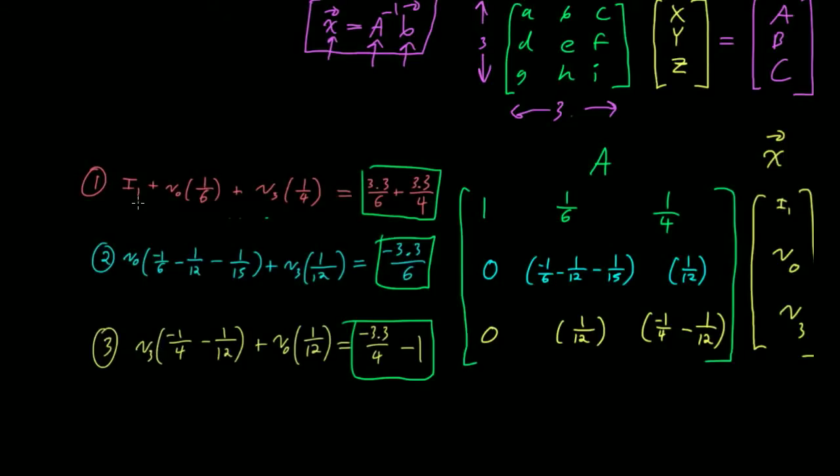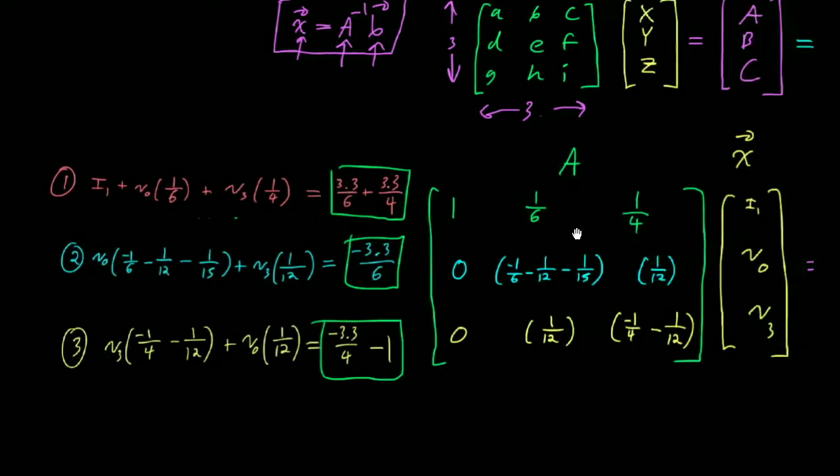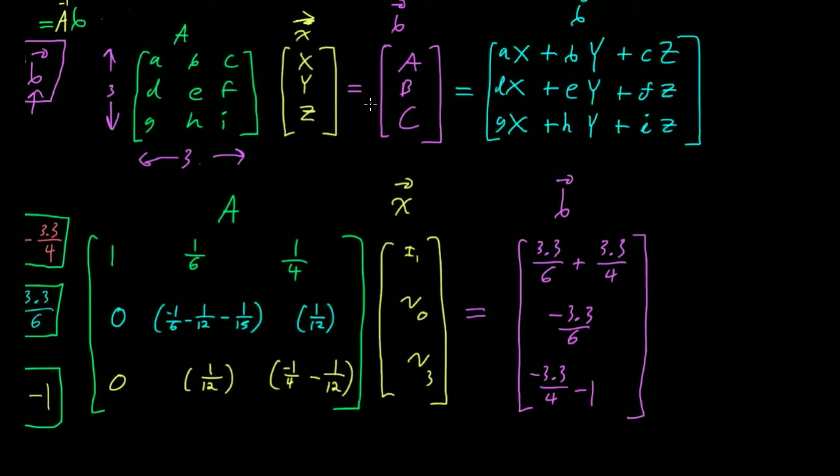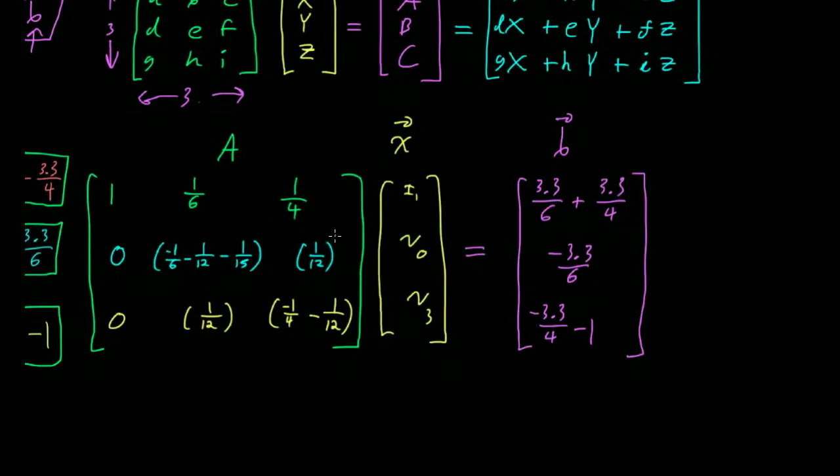So these were my 3 equations. I had 3 unknowns: I1, V0, and V3. And what we did in the last video was talk about how we would use linear algebra to solve our circuit, and we put those 3 equations and 3 unknowns into a linear algebra matrix expression, AX equals B.